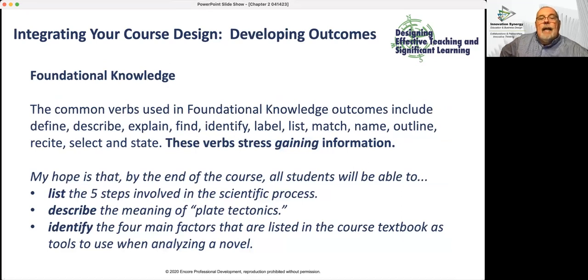So the foundational knowledge, this is that more basic category. They include the verbs that you can see here. And these verbs all stress gaining information for the student. So one of the things that I want you to really consider is, as we look at the bottom, these bullets are really examples of foundational knowledge outcomes. So list the 5 steps, describe the meaning of plate tectonics, identify the 4 main factors. These are basic foundational knowledge kinds of things.